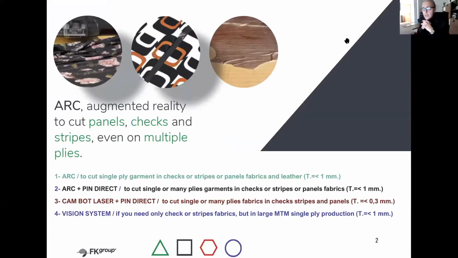So, ARC, augmented reality to cut panels. This is the matter, the key point. It's a technology able to be used for cut panels, checks, and stripes, even multiply. Any kinds of fabric, any kinds of leather that is not possible to treat as solid, it's available to be treated with this kind of technology.